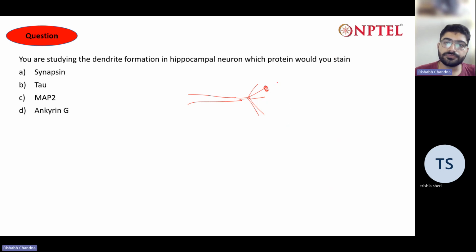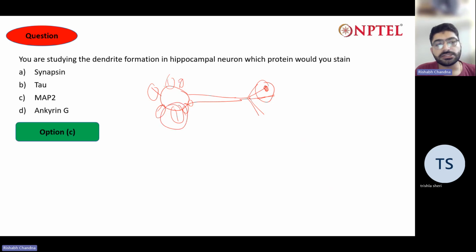That will help us to see whether the synapse is present in a particular neuron or not, or whether it is developing or not. Similarly, this is the cell body, and these are the dendrites. There will be some different proteins present in the dendrites. So that will be different from the synapse. That will help us to identify the dendrite formation. So here the correct answer is option C.